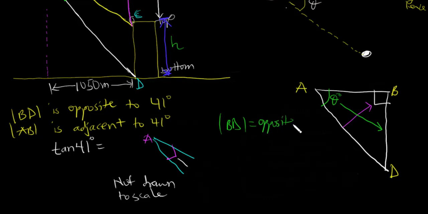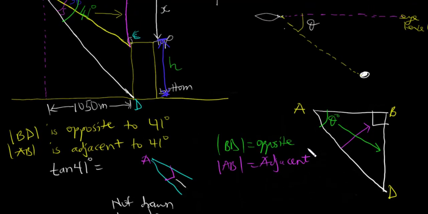So we don't just say opposite. Opposite to what? Opposite to the angle theta degrees. So that will make the side AB automatically an adjacent side. So if BD is the opposite side, then the length AB becomes the adjacent side.